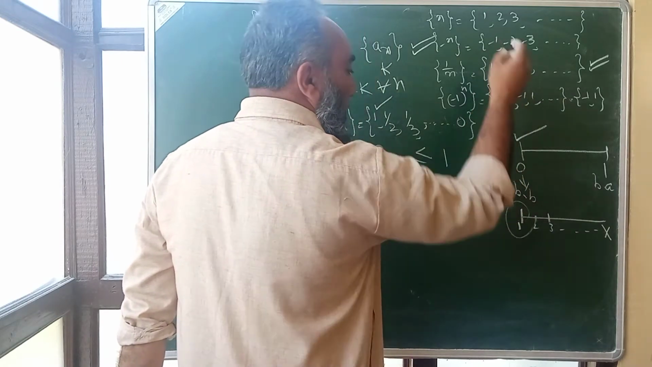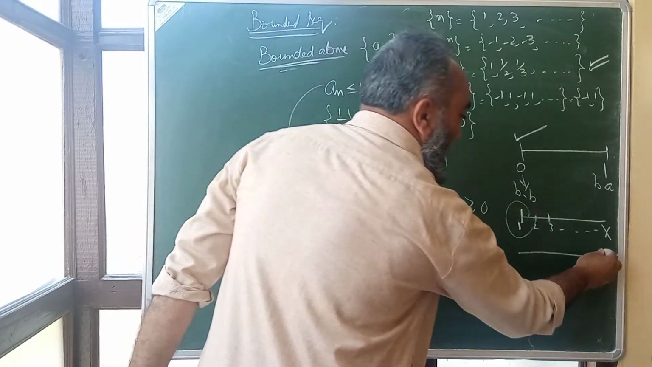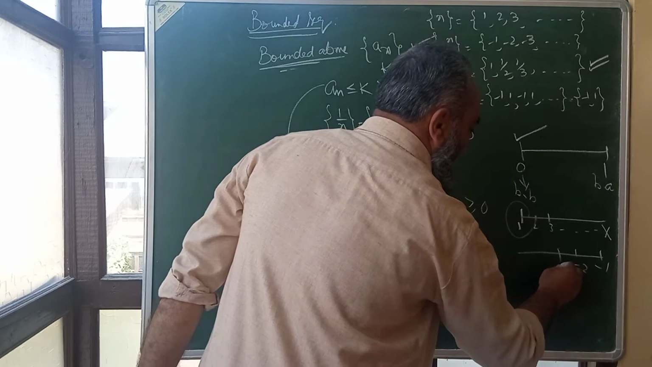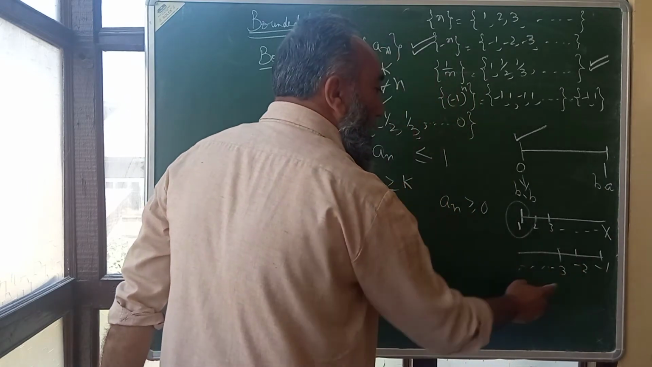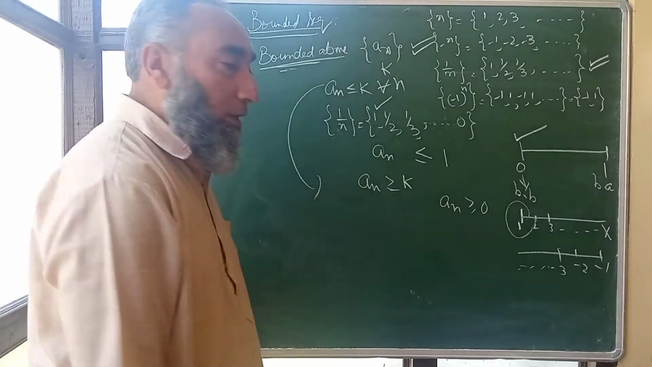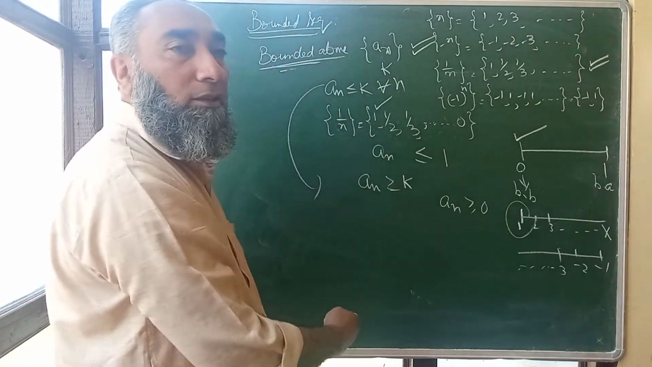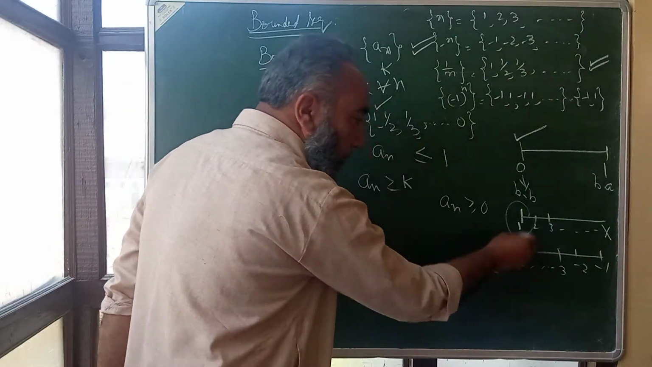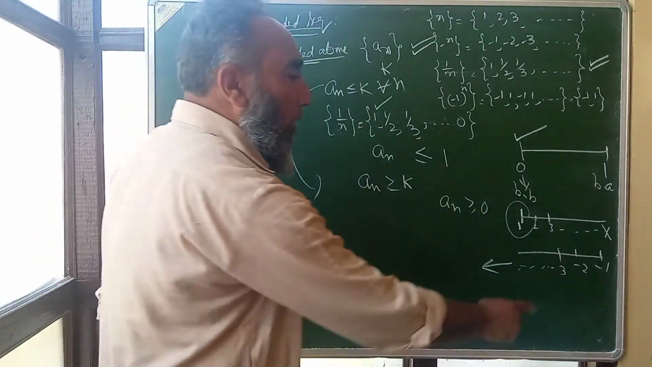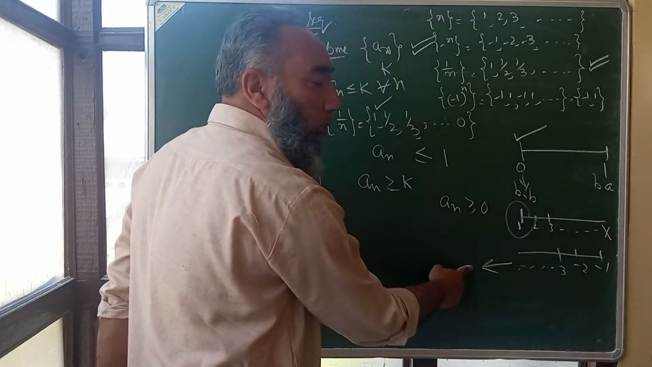Similarly, if you take this one, -1, -2, -3, so on. You can see this is bounded above by -1. Every other element is less. So it is not bounded below. It is bounded above. This is bounded below. Right?